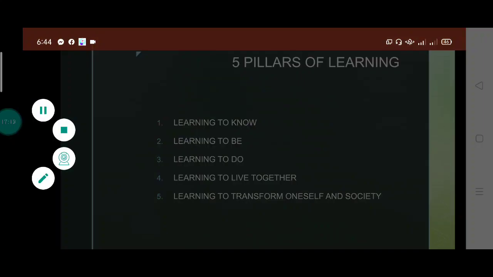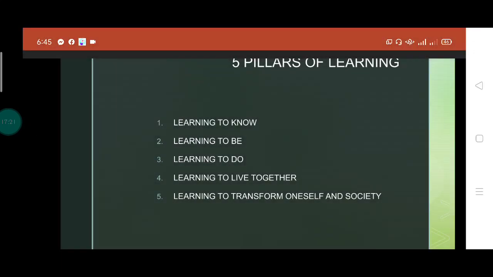5 pillars of education: learning to know, learning to be, learning to do, learning to live together, and learning to transform oneself and society. Learning to know is knowledge. Learning to be is holistic or personal development. Learning to do is skills. Learning to live together is learning diversity of all people. Learning to transform oneself and society is overall, all aspects.